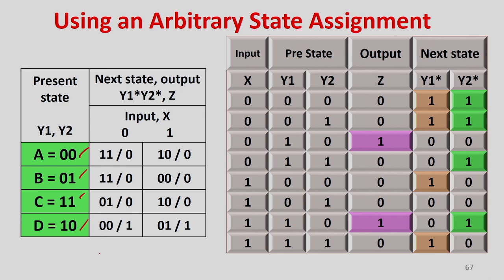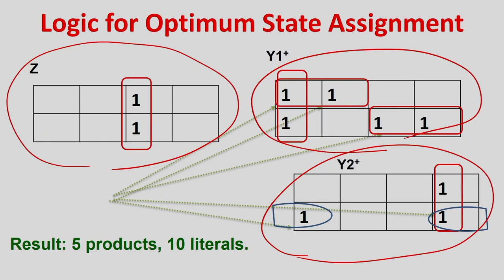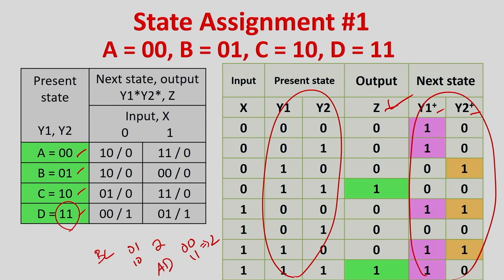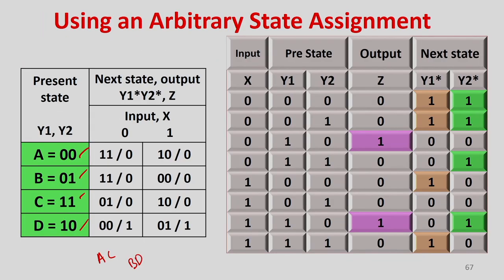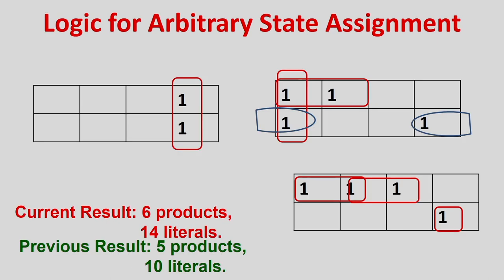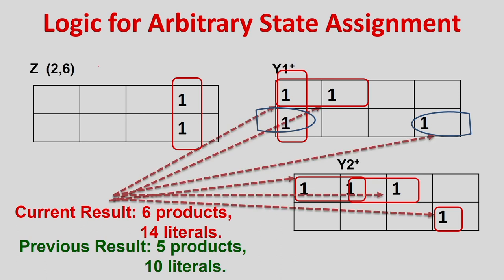This is not following the adjacency rule. If you look at A, C and B, D, B is 01 and D is 10, so the Hamming distance between B and D is 2. In this case, it will result in bigger circuits. If you solve for Z, Y1 and Y2, this will produce 6 product terms and 14 literals, which is bigger than the previous result of 5 product terms and 10 literals.